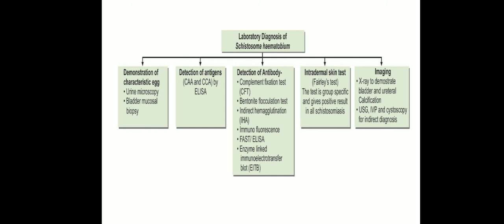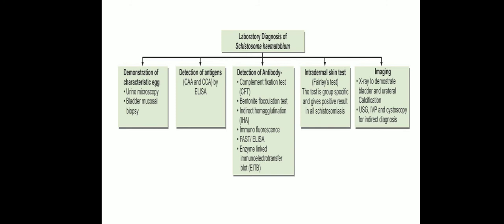Coming to the next part, we have detection of antibody. Here, several serological tests have been described for detection of specific antibody, but they are not very useful as they cannot differentiate between present and past infection. This includes CFT or complement fixation test, then bentonite flocculation test, IHA, indirect hemagglutination, then immunofluorescence and gel diffusion tests. So these are the few serological tests mentioned here.